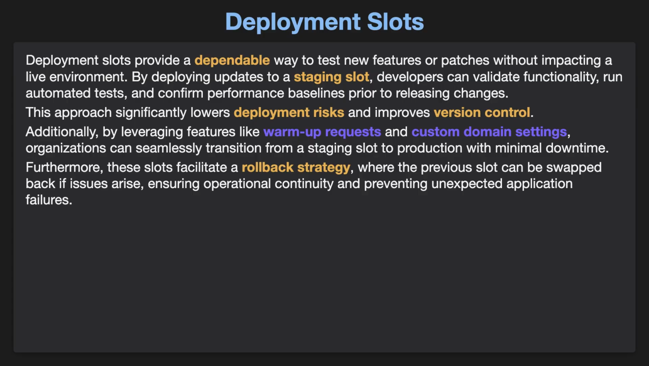Additionally, by leveraging features like warm-up requests and custom domain settings, organizations can seamlessly transition from staging slot to production with minimal downtime. Furthermore, these slots facilitate a rollback strategy, where the previous slot can be swapped back if issues arise, ensuring operational continuity and preventing unexpected application failures.